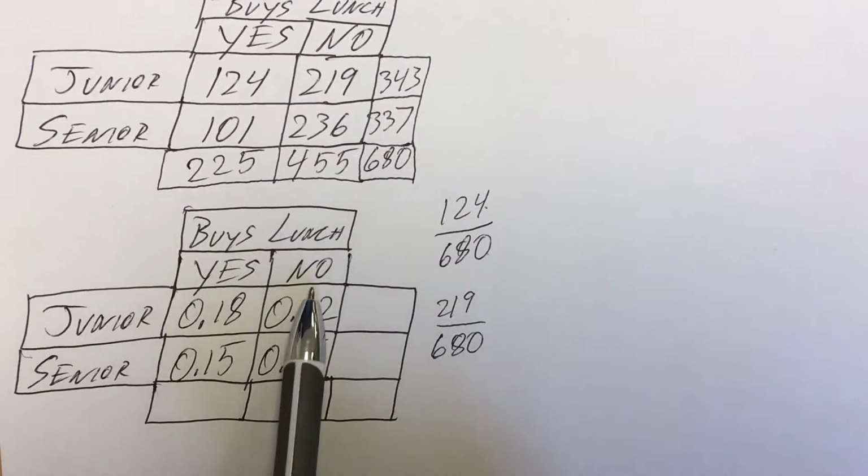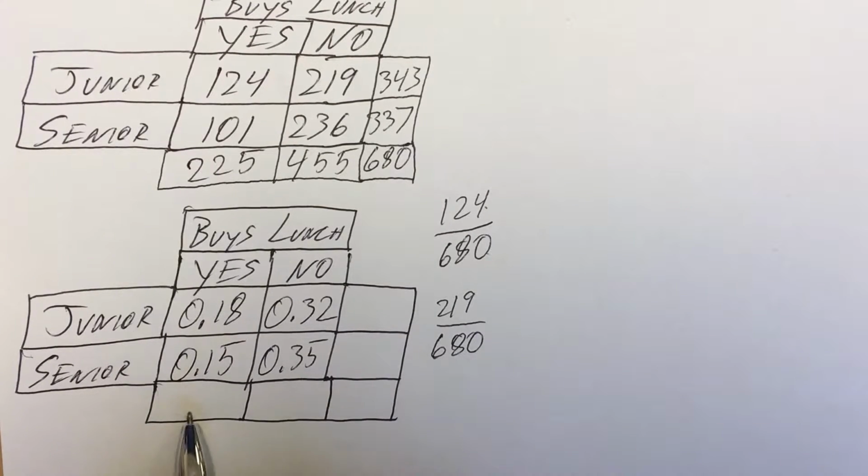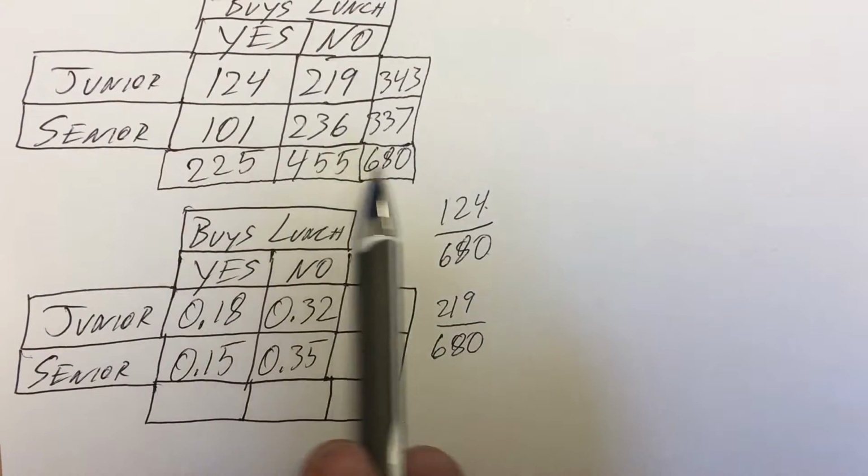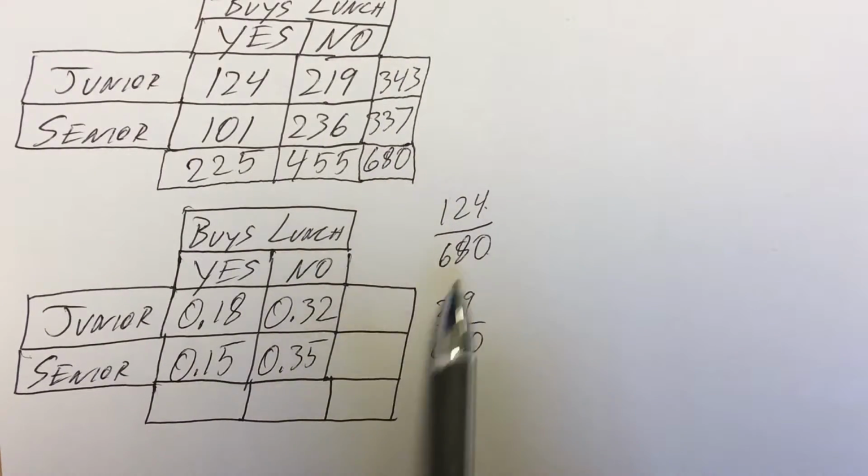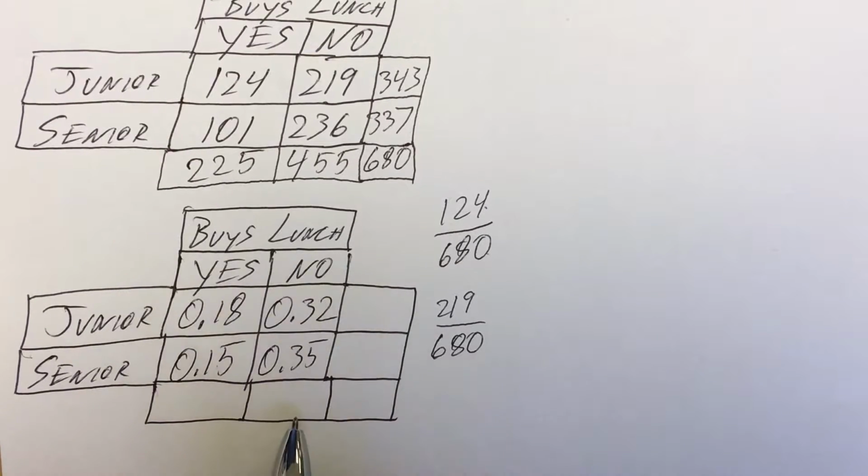These again are the joint relative frequencies. The joint relative frequencies are inside the two-way table, whereas the marginal relative frequencies will be outside the two-way table. To find the marginal relative frequencies, we could take these numbers from above and divide each one by 680. Another way to solve that is to add the joint frequencies together in each row or each column.